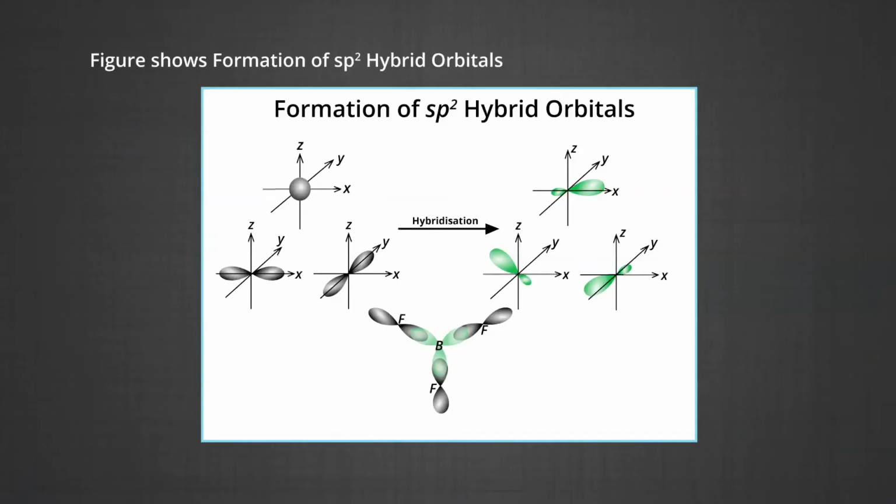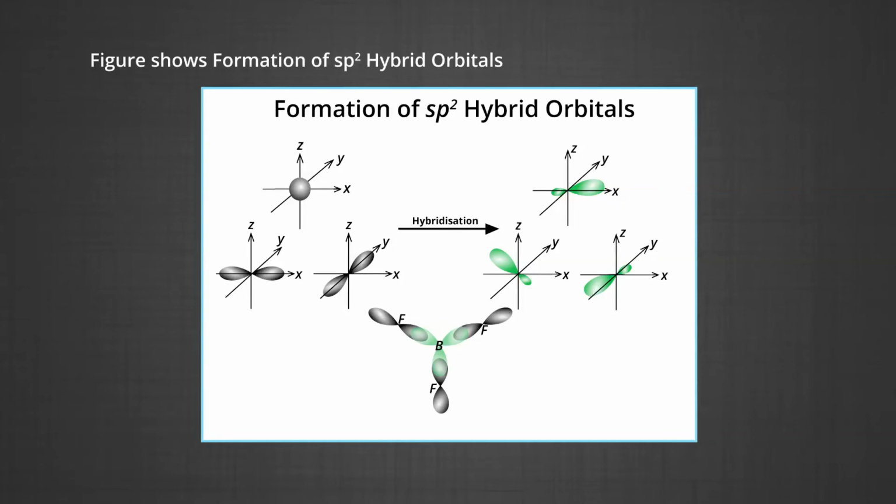Now, the sp2 hybridization. In this hybridization, there is involvement of one s and two p orbitals in order to form three equivalent sp2 hybridized orbitals. Now, the figure shows you the formation of sp2 hybrid orbitals. Here you can see that one s and two p orbitals are mixing. For this, the best example is the boron trichloride molecule.